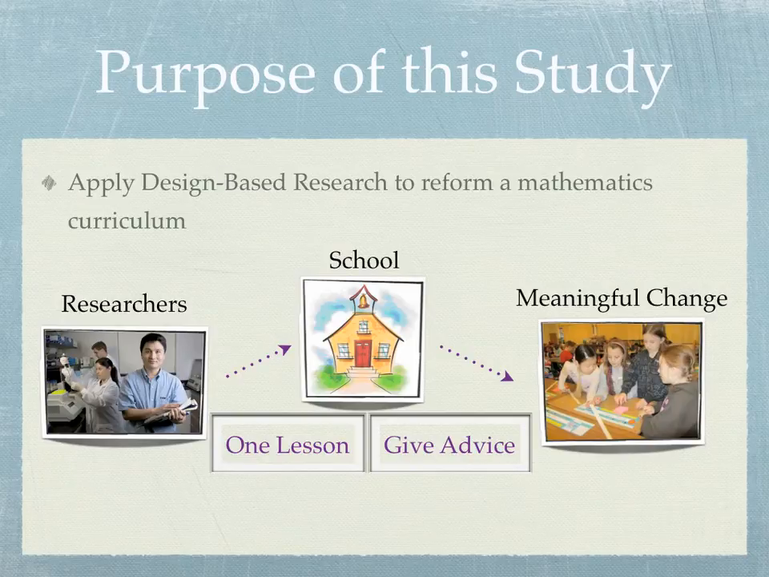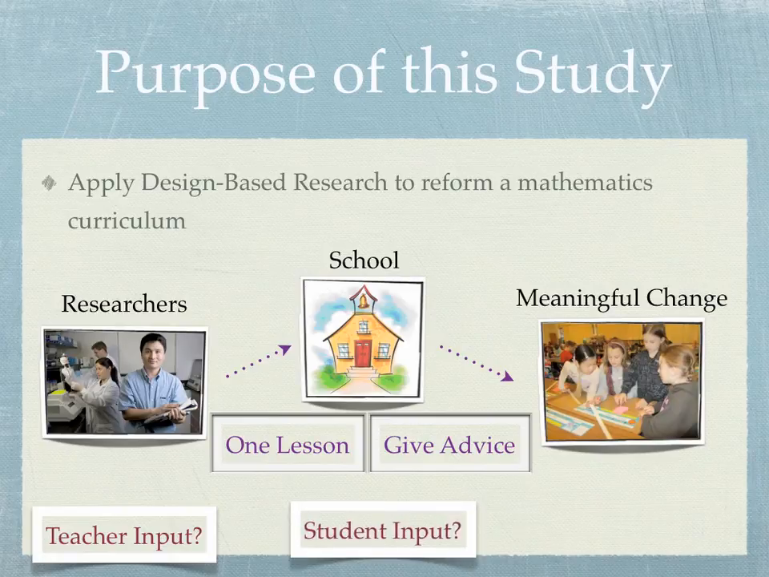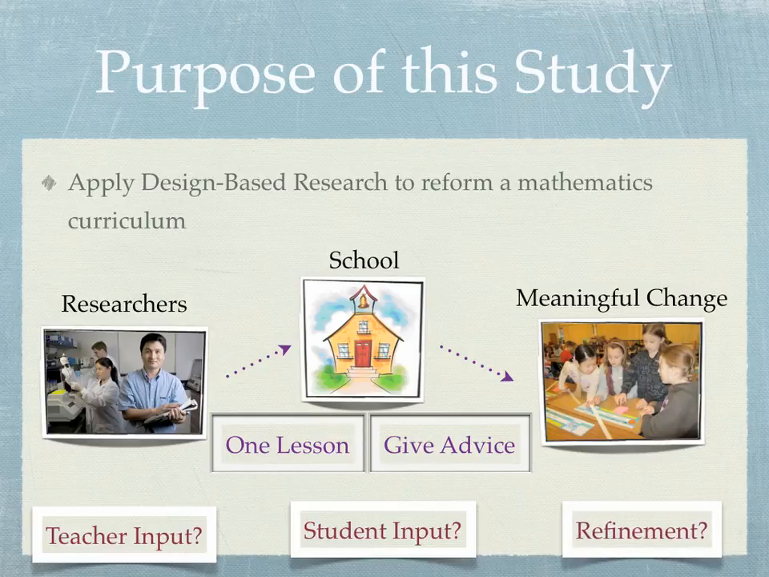But what's missing in this entire equation? I hope you said teacher input, because the teacher wasn't consulted really at any given point of this process. Student input. The students are being analyzed, but there was no reform process from the researcher's end. And to that end, refinement. Is this process getting better and better over time for the benefit of the school?